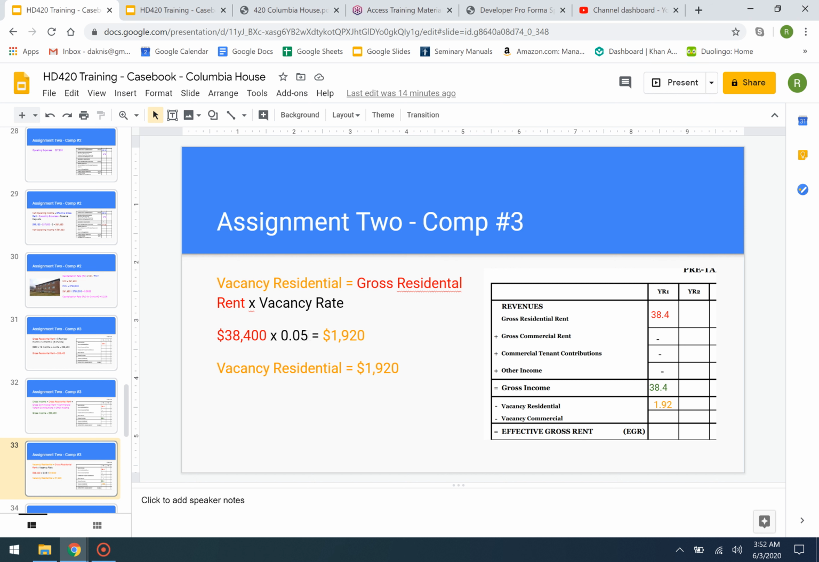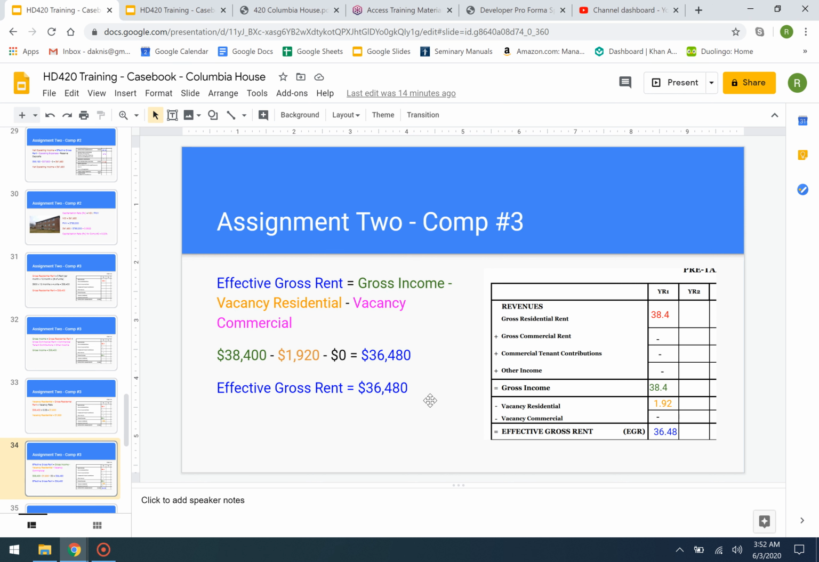Vacancy rate 5%. So we take our gross residential rent, times that by 0.05 to get our vacancy, 1,920. Plug that in right there. And you know what's happening next. In order to get our effective gross rent, we're going to take our gross income minus the vacancy residential. Again, no vacancy for commercial. So we have our 38,400 minus the 1,920, and you end up with 36,480. Plug that number into your effective gross rent.